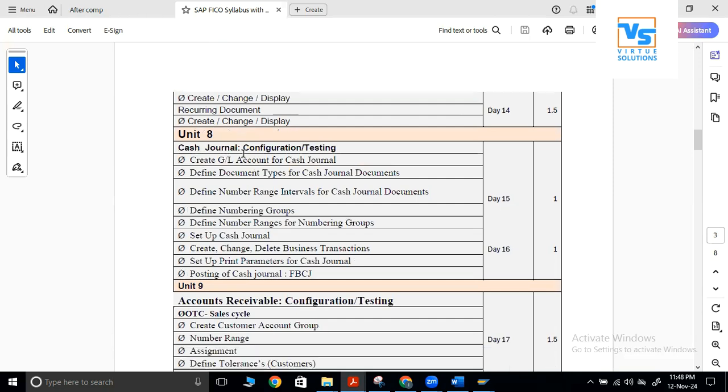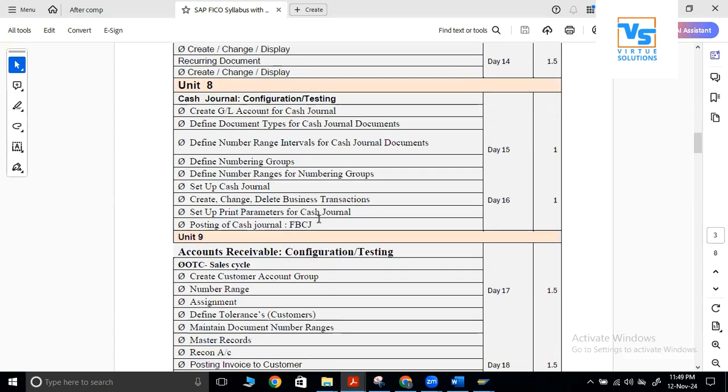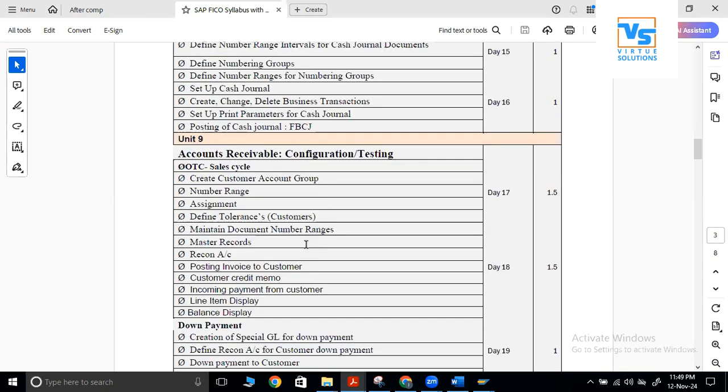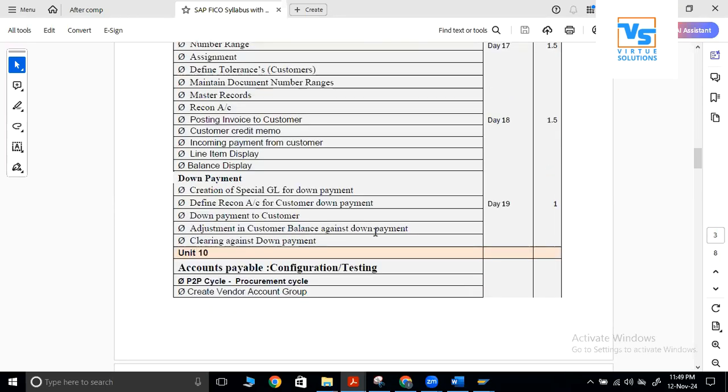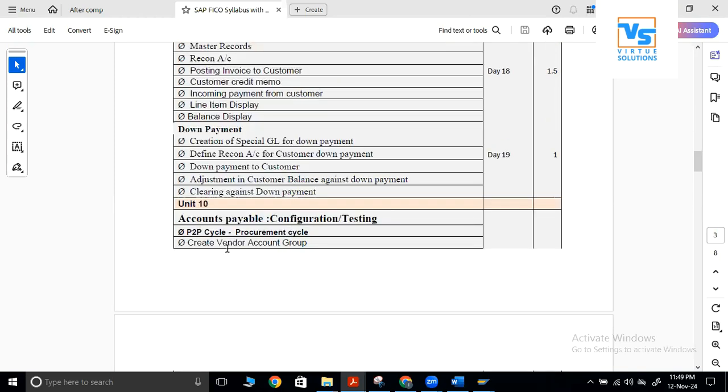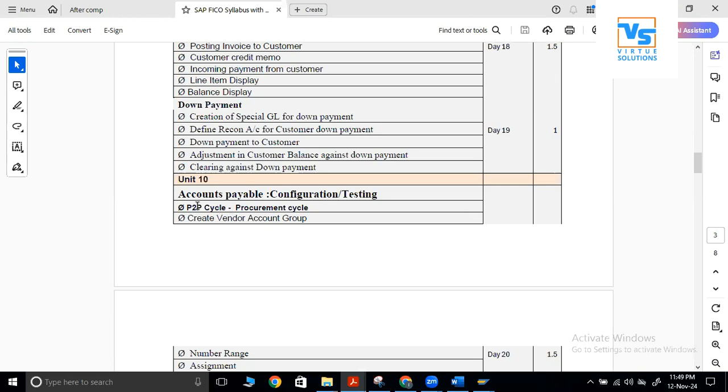Then cash journal. How we do our cash transactions in the company. There would be a petty cash account when we are doing all the cash transactions. Then account receivable, configuration, testing. Down payment and then accounts payable, P2P cycle. P2P means procurement to pay.